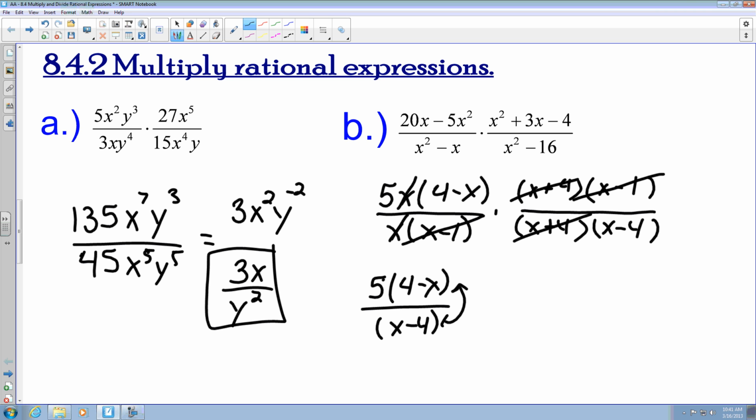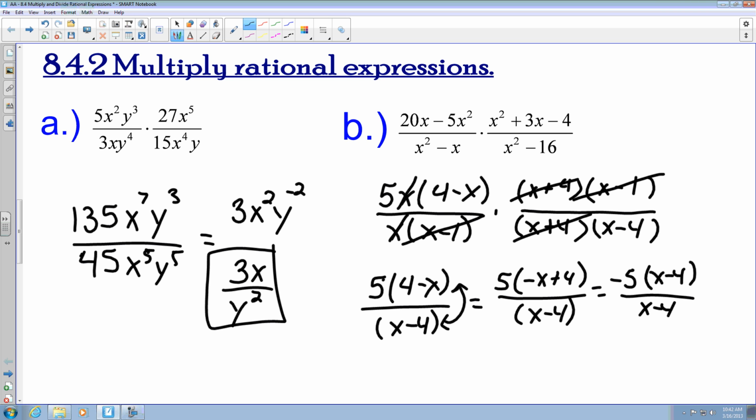So these two here look very close. What I'm going to do is just flip the x and the 4 around. I'm not doing any changing of signs quite yet. So I'm going to go 5 times a negative x plus 4 divided by x minus 4. Haven't done any changing of signs yet. Now I'm going to take out a negative 1 inside that parentheses. So now I got negative 5 times the quantity x minus 4 divided by x minus 4. Now I can cancel these out, which just leaves me with the value of negative 5. Okay?